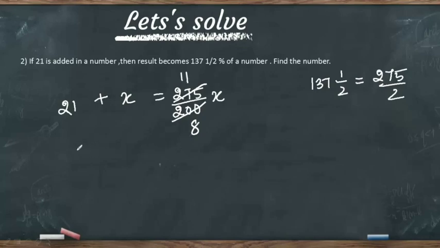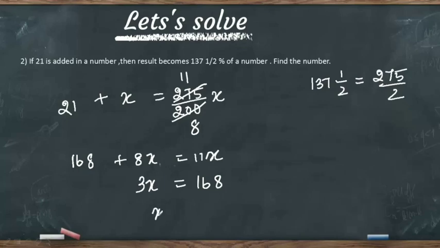Now try to cross multiply. 21 8s are 168 plus 8x is equal to 11x. Taking all the variables on one side, 11x minus 8x will give you 3x, which is equal to 168. So the x value is nothing but 168 by 3 or 56. So the value of x is 56. So the number is 56.